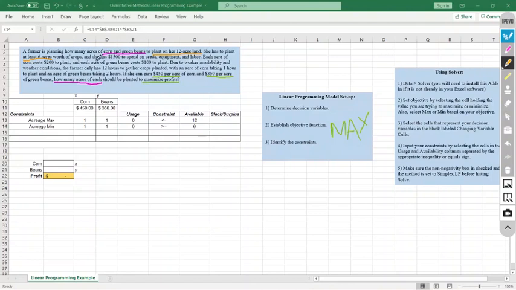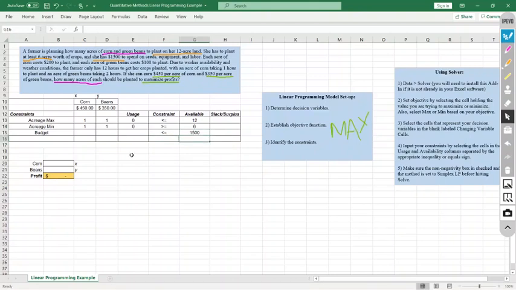Next, we're told that she has $1,500 to spend on seeds, equipment, and labor. So that's another constraint for us, is that she has a budget, right? Only so much money that she can spend. So everything, when she adds it up, needs to be less than or equal to $1,500.